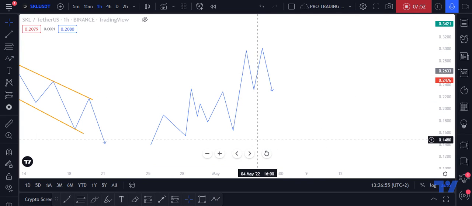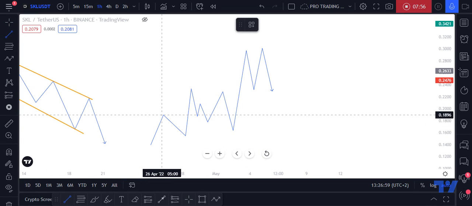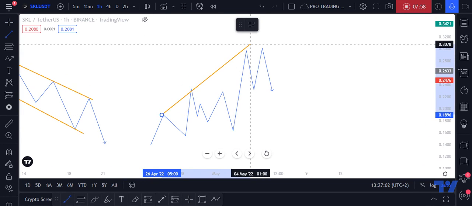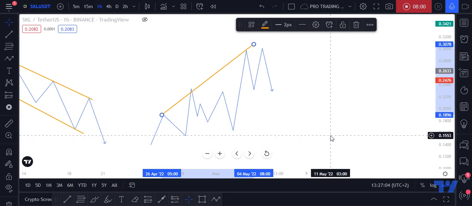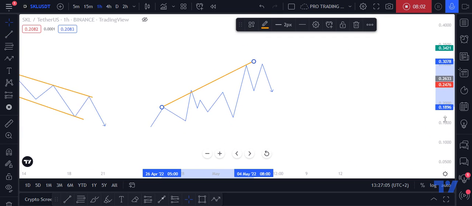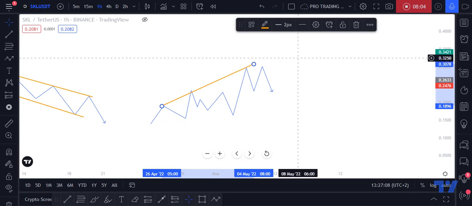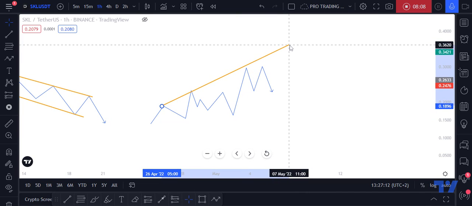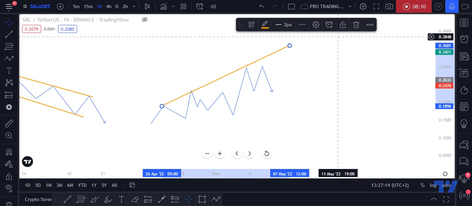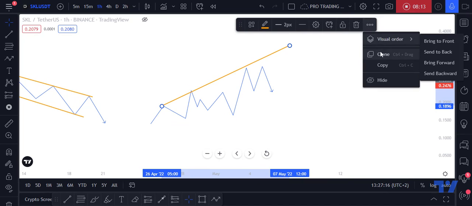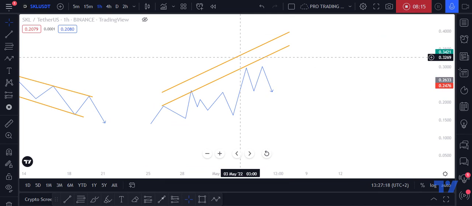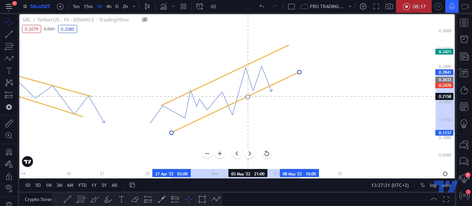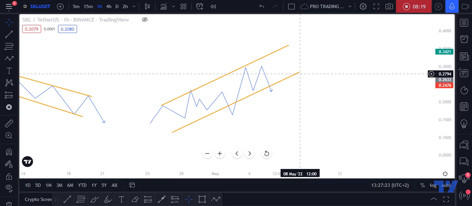Then you draw your trend line. You can see that my coin is trending up, guys. We are in an uptrend. You extend this trend line, and maybe you want to make it a channel. Then you draw a support trend line.